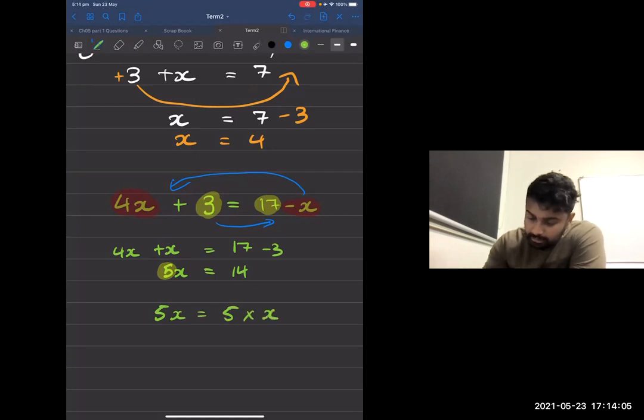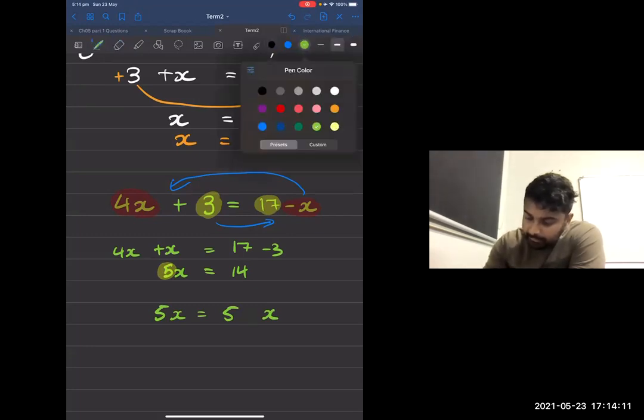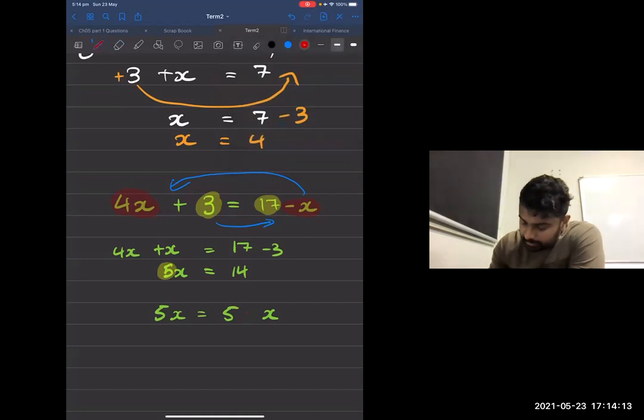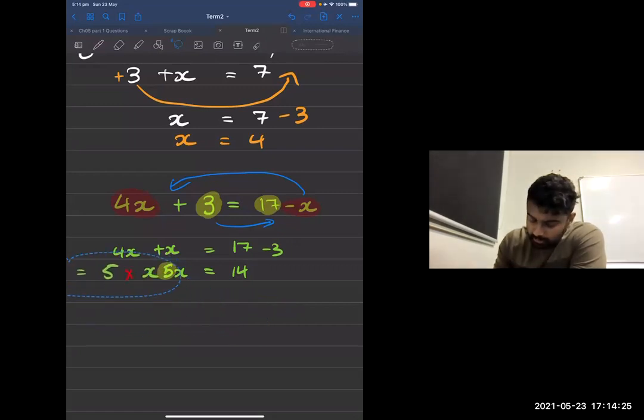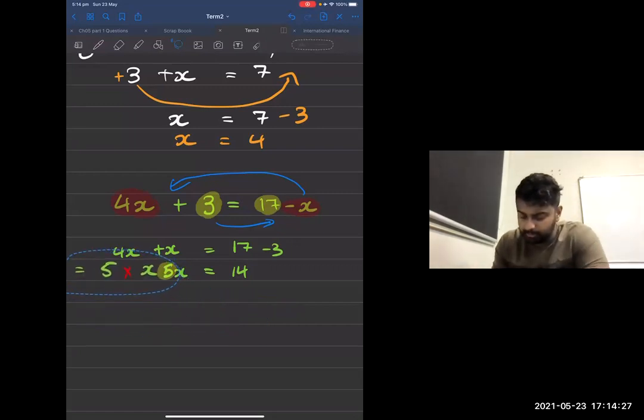Actually, I'll make it nicer. 5x is 5 multiplied by x, correct? So when I move it to the other side, what do I have to do? Divide. Do the opposite. Yeah, I have to do the opposite. Let me resize this, bring it across. So I have to do the opposite, right?